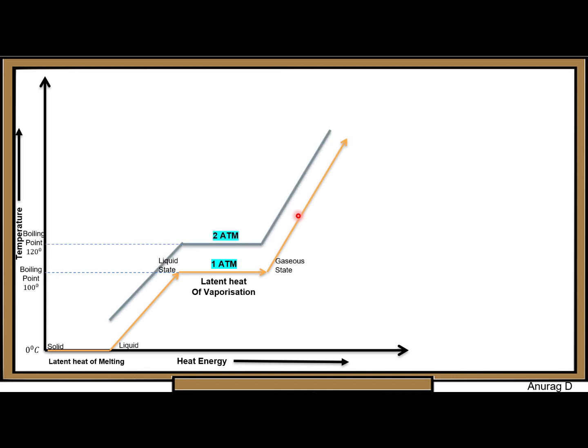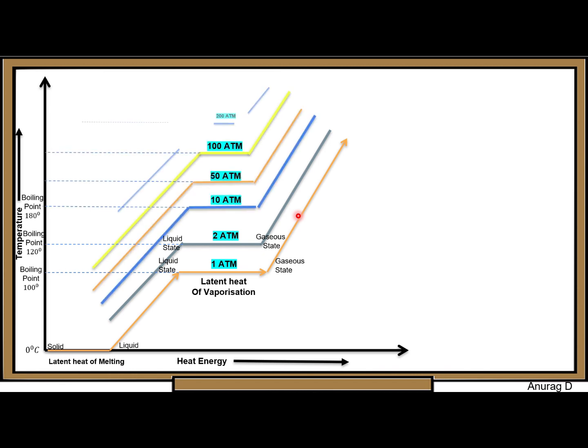But what happens if we increase the atmospheric pressure? The boiling point increases. And if we again increase the atmospheric pressure, the boiling point increases again and again. Just understand this graph over here. As long as the atmospheric pressure increases, the boiling point increases again and again. And the straight line which shows the latent heat of vaporization also decreases.